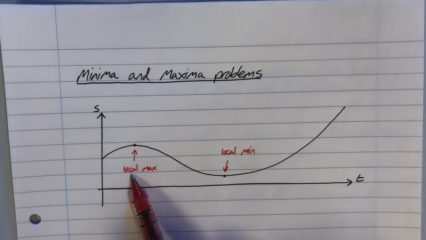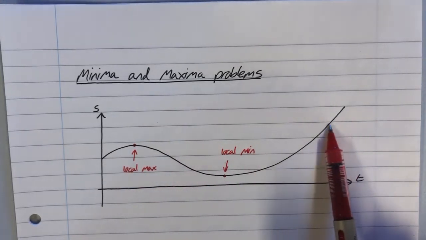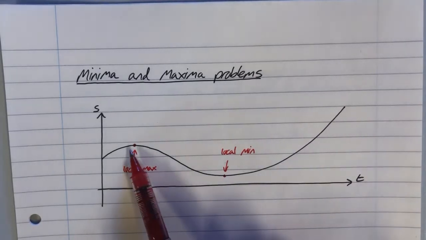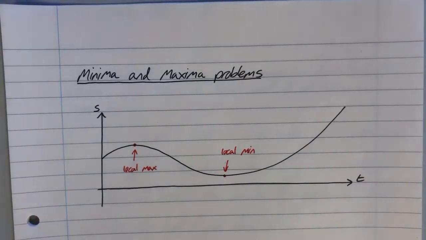And we call it a local maximum because, for example, there are points over here which are higher. So it's not a maximum, it's just a maximum in its locality. Okay, but that's more of a pure thing. If you want to delve into that a bit further, then check out some pure videos on turning points.